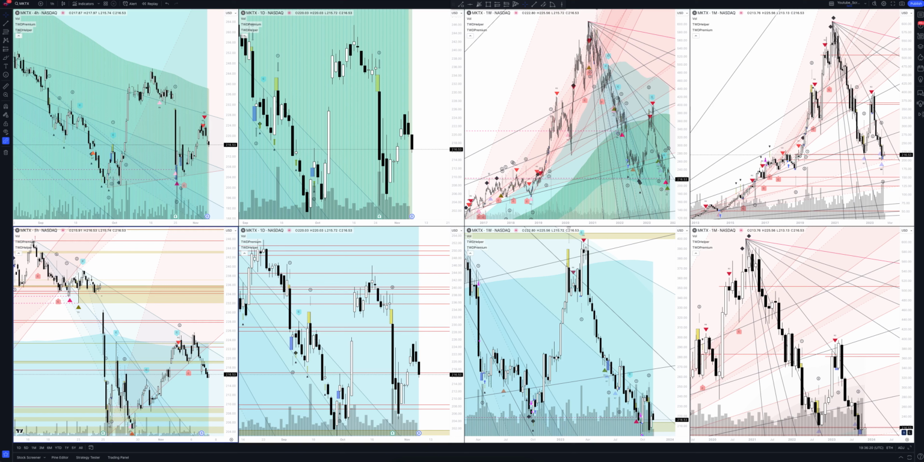Today we will take a look at MarketAxess Holdings Inc. stock. Let's analyze the market situation and find out how you can make money on it. Let's start.